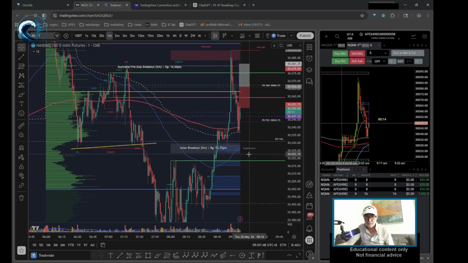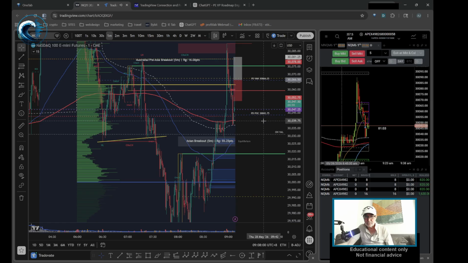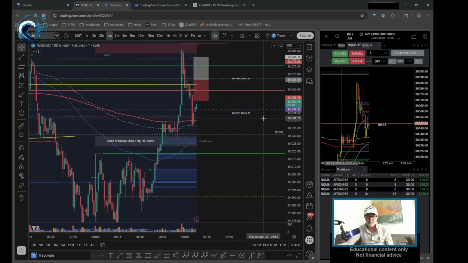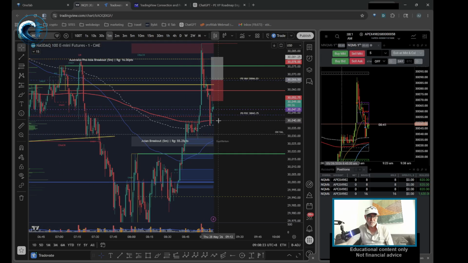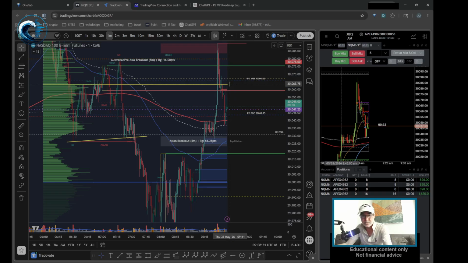I'll just watch one more. I want to see what it does here at previous day POC. I was hoping maybe to get back in a long here, but if it comes back to this level, I might do so. Get rid of that. Alright. Let's see what sort of reaction.